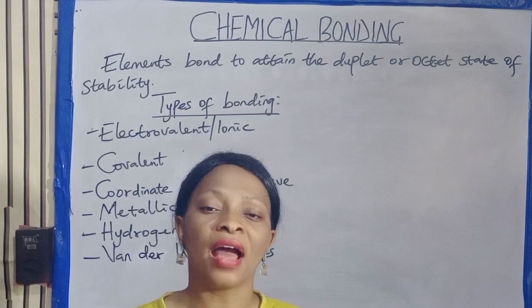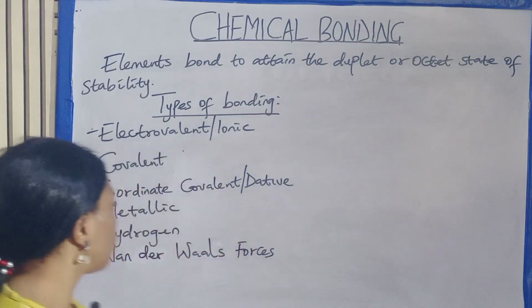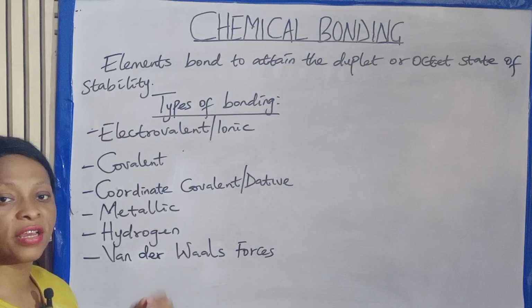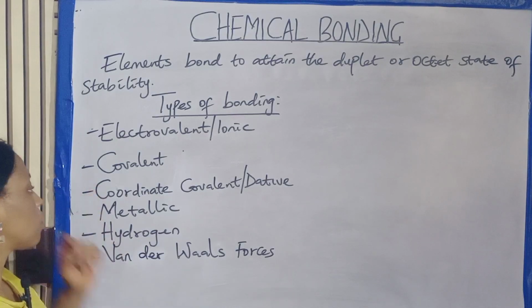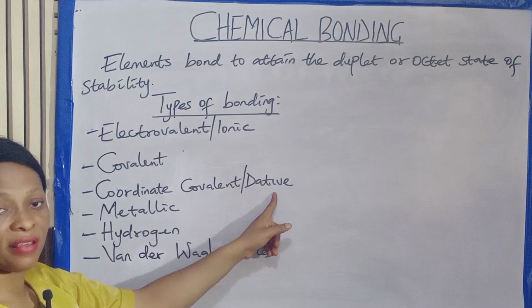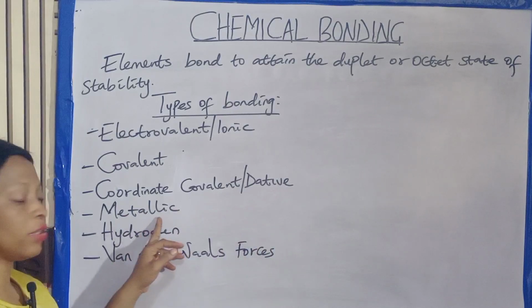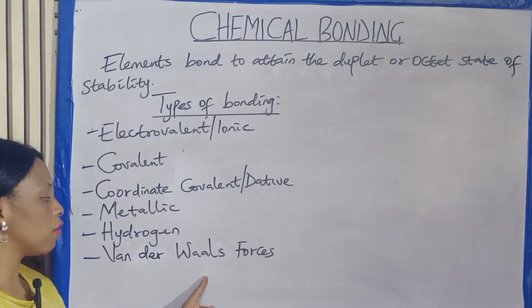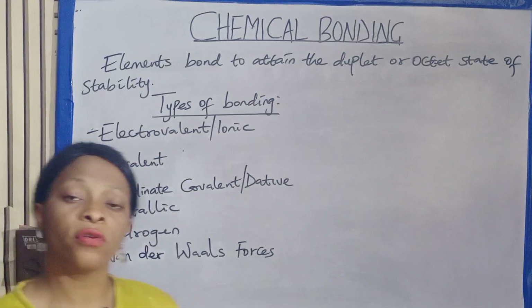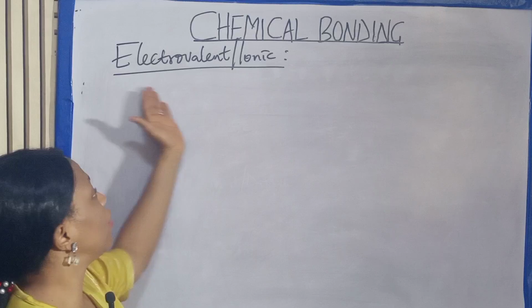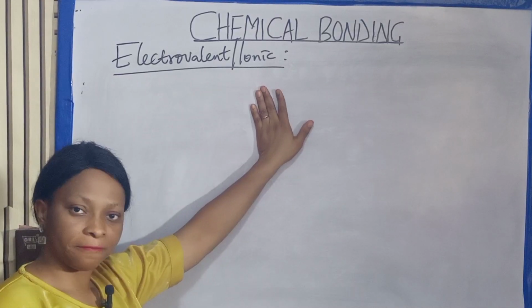Now we have different types of bonding. Number one is electrovalent or ionic bonding. Number two is covalent, coordinate covalent or dative, metallic bonding, hydrogen bonding, and van der Waals forces. So let's look at them individually. Okay, so let's look at electrovalent or ionic bonding.